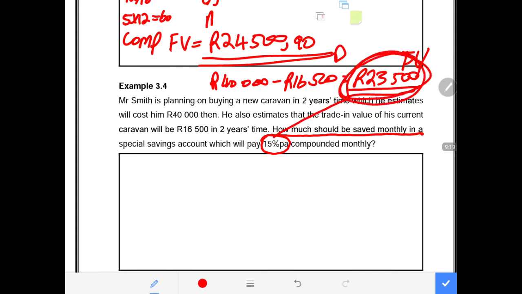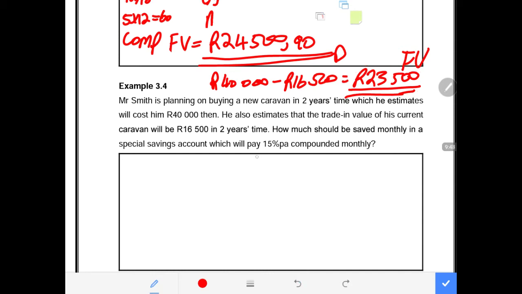because he knows that he is going to have 16.5 in 2 years as the value of the current or existing old caravan, but he does not have the 23,500 that will be needed in 2 years. So we need to know how much must he save every month in order for him to raise the remaining balance of 23,500 that will be needed in 2 years' time.